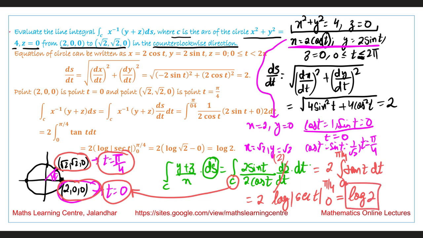So this is the value of this line integral when we are taking the limits from this point to this point, and it is being given that it is in the counterclockwise direction. That is why we are assuming the limit to be from 0 to pi by 4. Counterclockwise direction gives us the limit from 0 to pi by 4. If it is given that it is in the clockwise direction, then the limit will be from pi by 4 to 0. So this is the answer in this case.